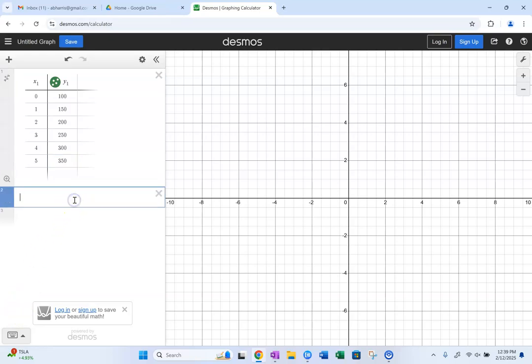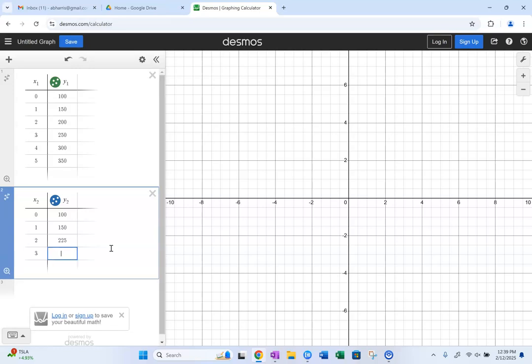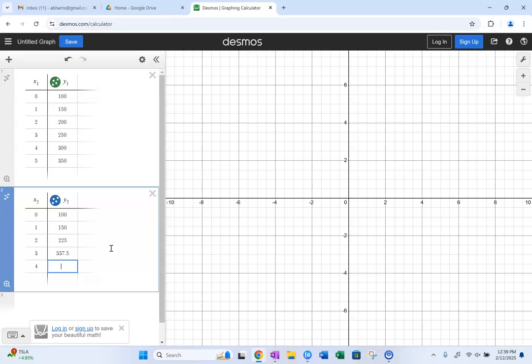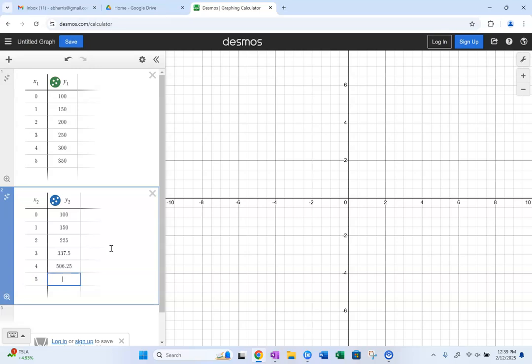And now I'm going to click down here. Let's do company B now. I'm also going to click plus and a table again. And then I'll put in this one. So 0, it had 100, and then it went up by 50% each year. So 2 was 225. Year 3 was 337.5. Year 4 was 506.25 if you were to do that one, 50% more each time.